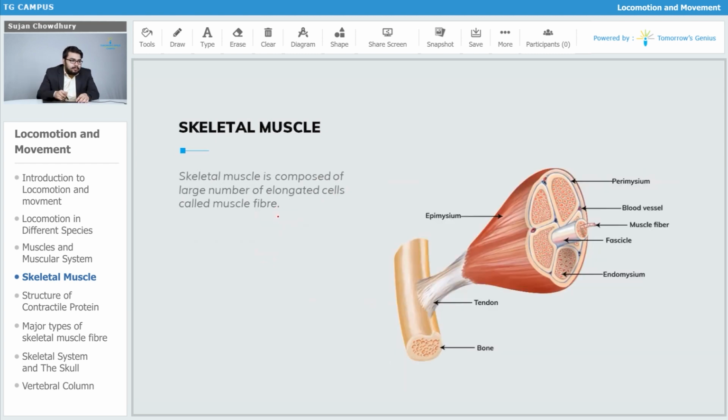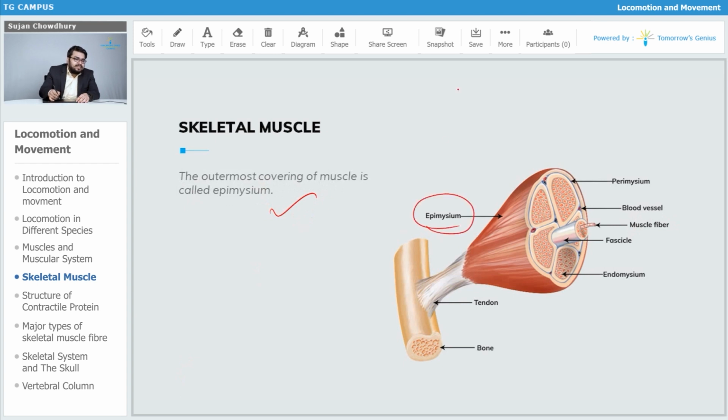The skeletal muscle is composed of a large number of elongated cells called muscle fibers. These cells are not only elastic but are also joined with each other by the help of certain intermediate structures, which we will be discussing later on, and these are important for maintenance of the characteristic body shape which we have. The outermost covering of muscle is called epimysium.